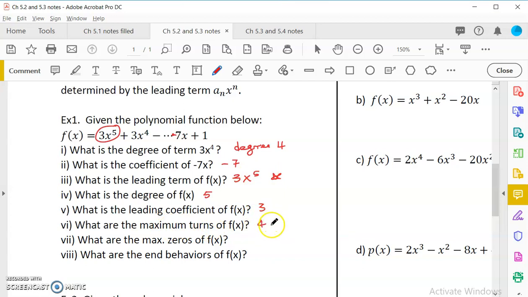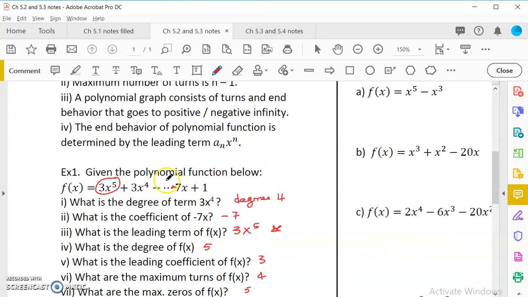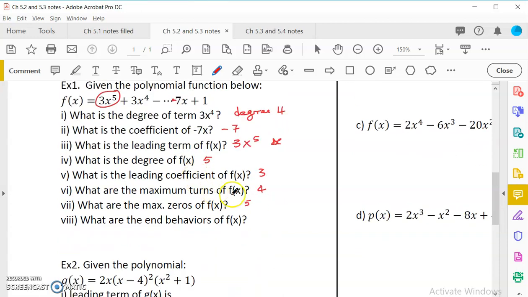Maximum. You might turn less. What are the maximum zeros? So maximum zeros is the same as the degree. Same as the degree. What is the end behavior? So it turns out that's what we said before. The end behavior is determined by the leading term. So my leading term is 3x to the 5.